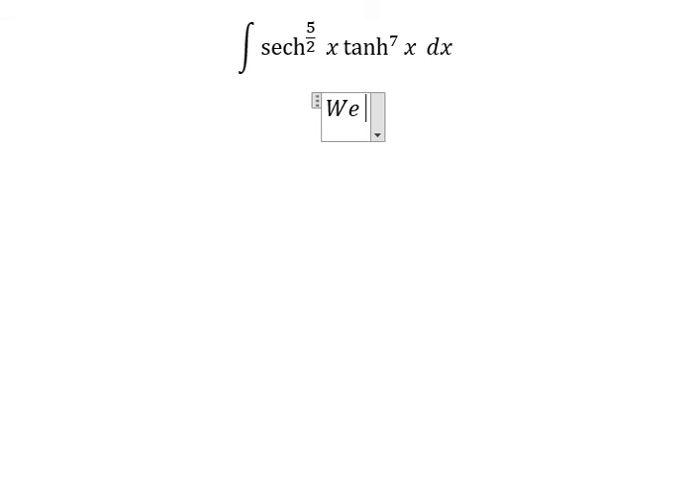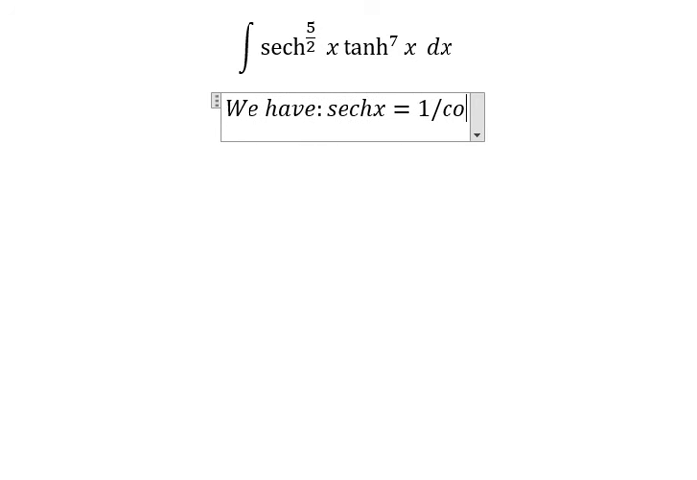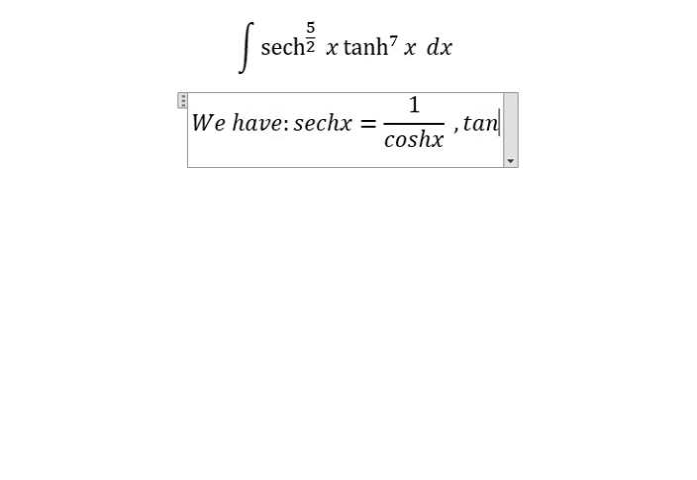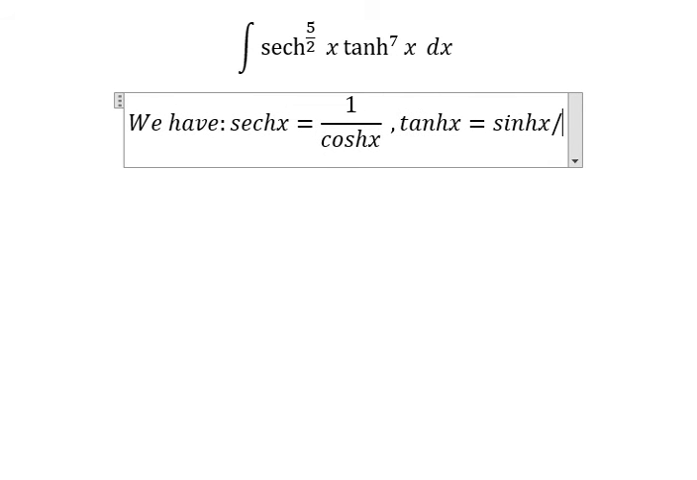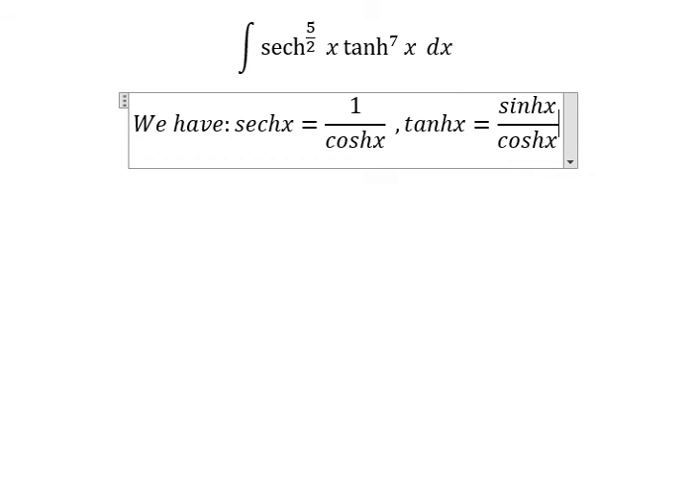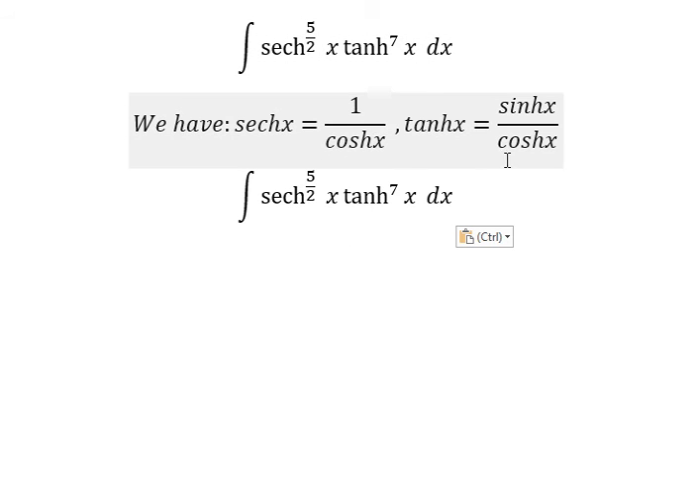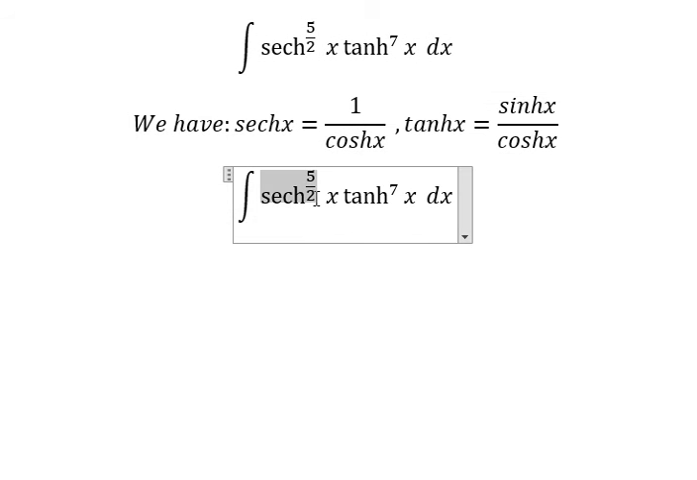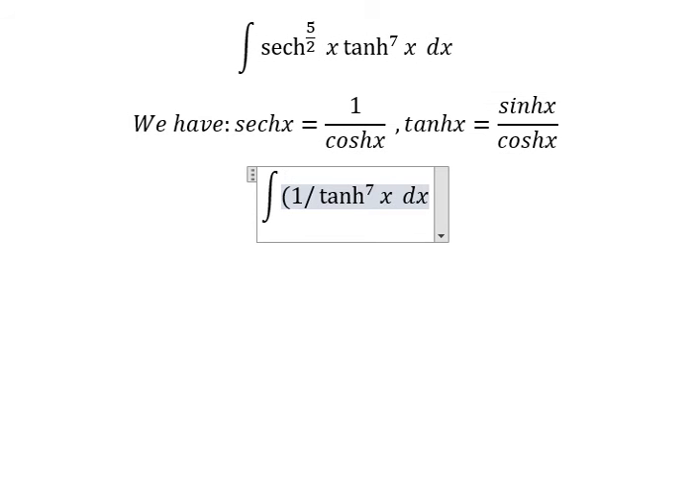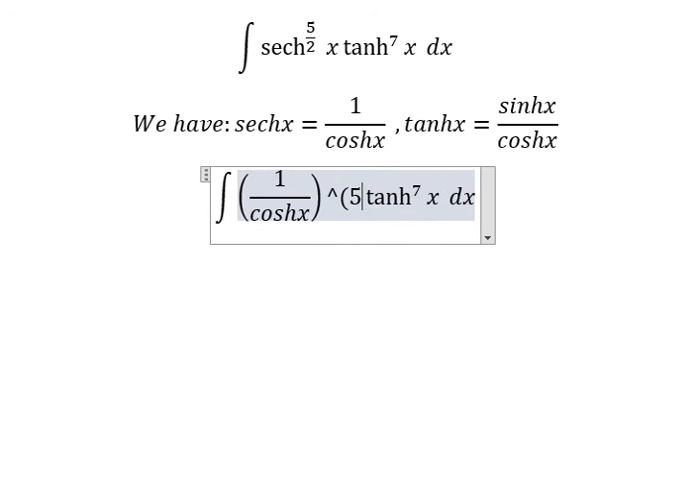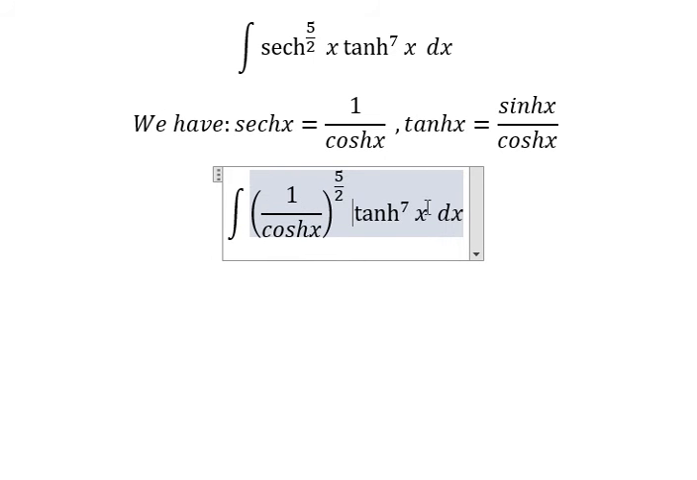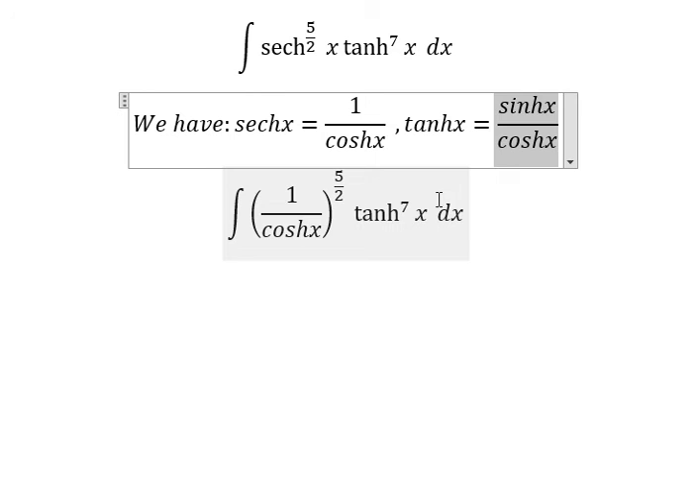We have the formula in here. That's about secant of s equals 1 over cos s and tan s equals sin s over cos s. So this one I will put in here. This one we change by this one.